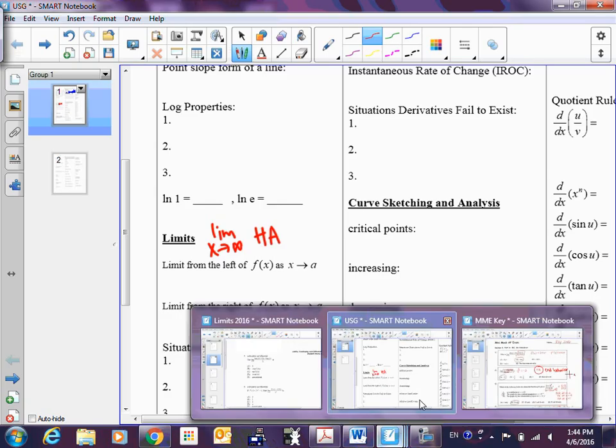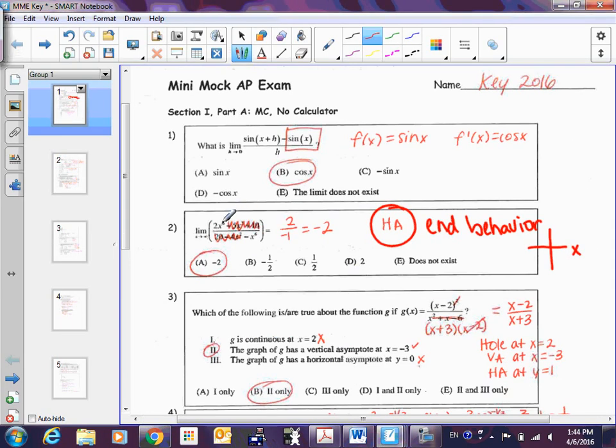Okay, so back to the mini mock exam. What if this problem had said 2x to the 7th and the degree on top was bigger? How would that change my answer?